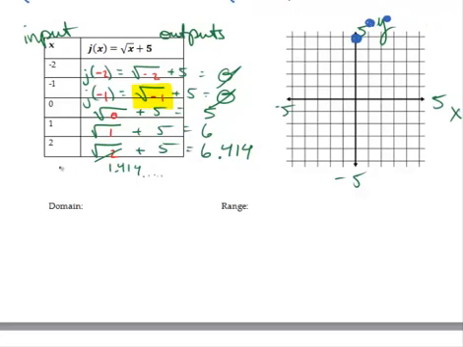So let's do a 4, and let's go ahead and do a 9. And you notice we can choose any number for our inputs, right? You might notice why I chose these. Yeah, because these ones are nice numbers. When I take the square root of 4 and the square root of 9, it's going to be good numbers. Square root of 4 is 2. 2 plus 5 is 7. Square root of 9 is 3. 3 plus 5 is 8.